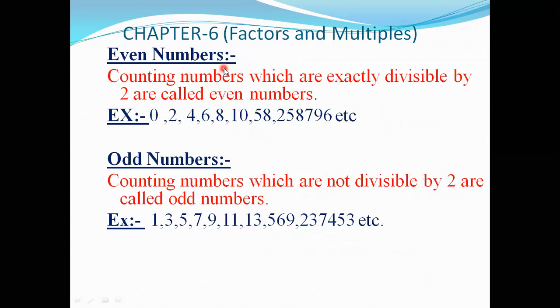Now, what are even numbers? Counting numbers which are exactly divisible by 2 are called even numbers. We have already discussed numbers in previous chapters, and now in this chapter we also have the topic of even numbers. So once again, what are even numbers? Counting numbers which are exactly divisible by 2. And odd numbers are counting numbers which are not divisible by 2. It means even and odd numbers are opposite to each other.